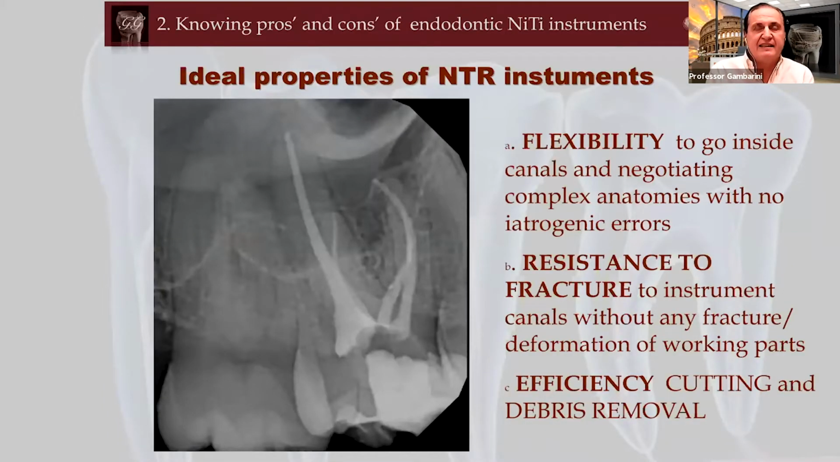By saying this, it means that we have to transfer our knowledge, our understanding of the anatomy, into performance, into efficiency, into safety. So when I think about the ideal properties of the nickel titanium rotary instrument, there are three main properties I want to address. The first one is the flexibility to go inside complex canals and to negotiate complex curvature with no iatrogenic errors. The second one is resistance to fracture. We may have a very flexible instrument, but we also need it to be resistant. We don't want our instrument to go inside a very complex curvature and break inside the curvature. And the third one, last but not least, we need efficiency in terms of cutting and debris removal.